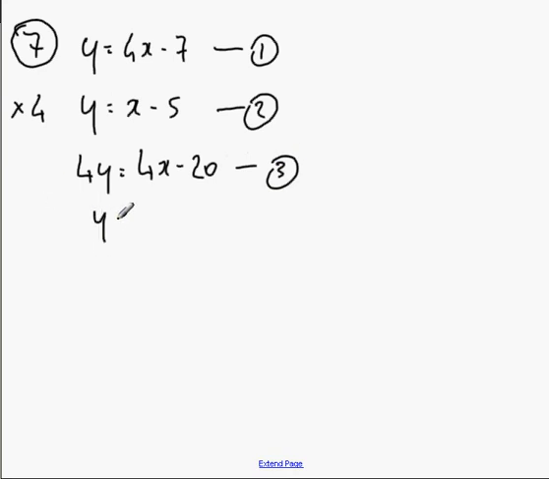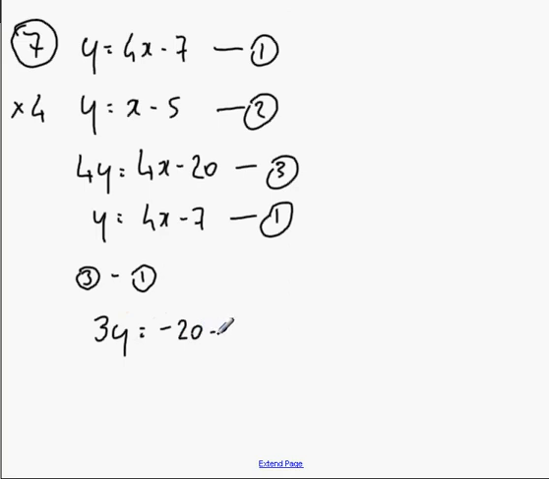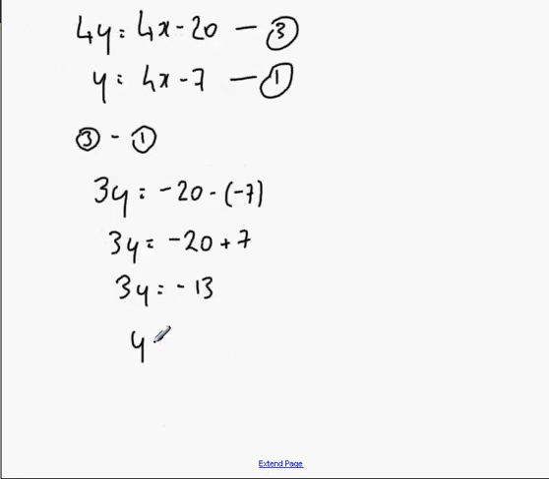If we bring down equation 1, that is y equals 4x minus 7. Now we can get rid of the 4x's by subtracting, so if we do equation 3 take away equation 1, 4y take away y gives us 3y, the x's cancel out, and minus 20 minus minus 7 is minus 20 plus 7, so 3y is equal to minus 13, and y is equal to minus 13 over 3.